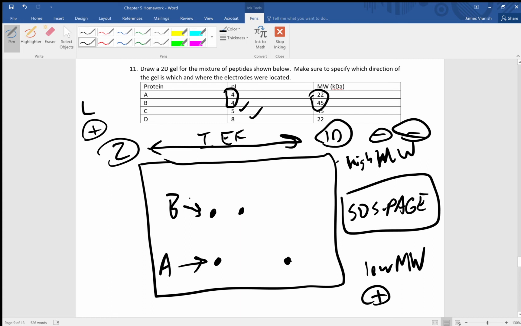All right, then our pI of 5 protein has the higher molecular weight of 45. So this is protein C, and then protein D will be right here because it has a higher pI of 8, but the lower molecular weight of 22. So this is what your 2D gel should look like.